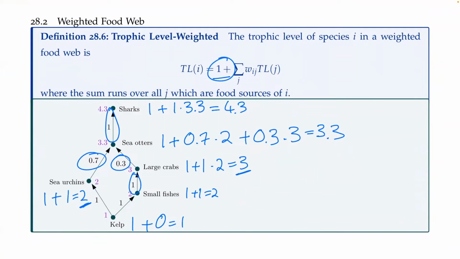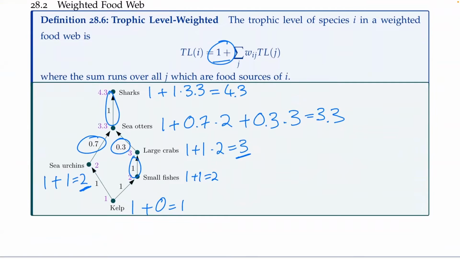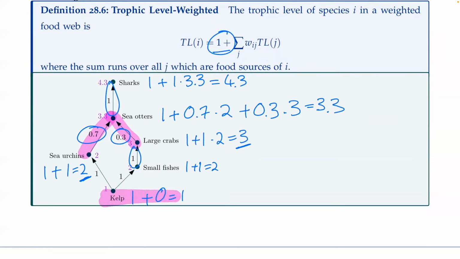The last one that was introduced in the pre-lecture was this idea of a weighted trophic level. Here we're thinking about not only what a species eats, but what proportion of its diet is made up by those different things. So in this case, sea otters, we're saying 70% of their diet comes from sea urchins and 30% of their diet comes from large crabs. So it's slightly different to all the cases before. In all the cases before, our primary producers had trophic level 0. But when we have a weighted food web, we say that the trophic level of our primary producers is going to be 1.